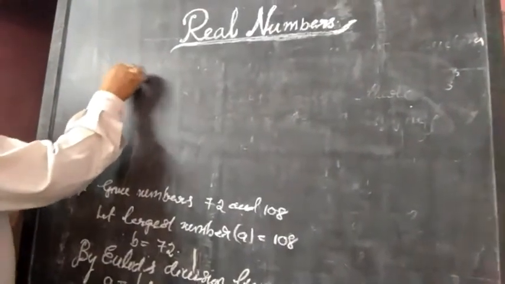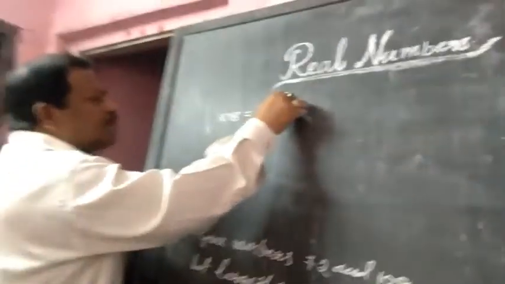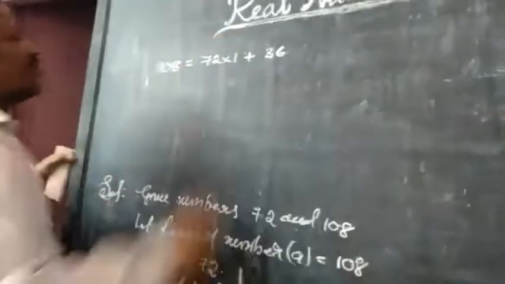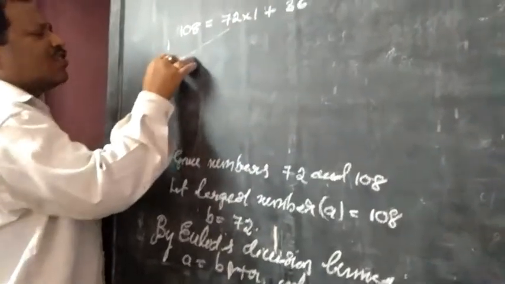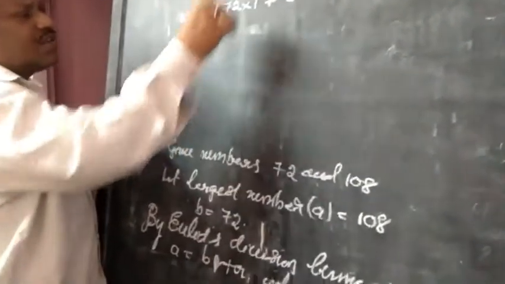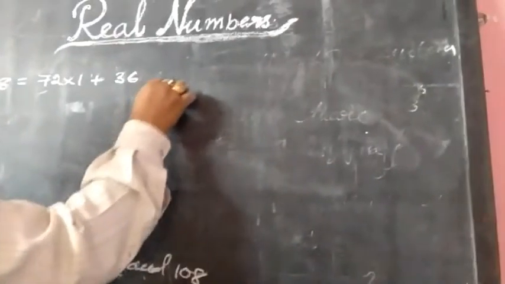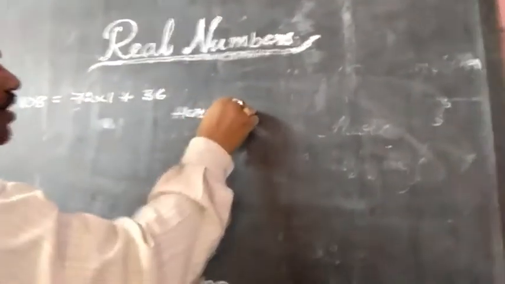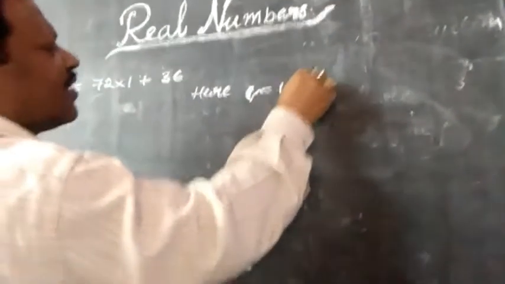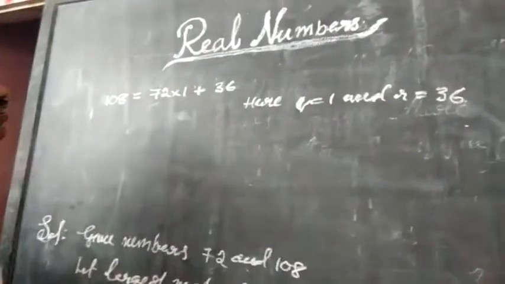Therefore, 108 equals 1 into 72 plus 36, total 108. Again, you have to follow this number. Write 72 again as factors. Here we observe that A equals 108, B equals 72, and Q equals 1 and remainder R equals 36. Here R is a remainder. Quotient is equal to 1.